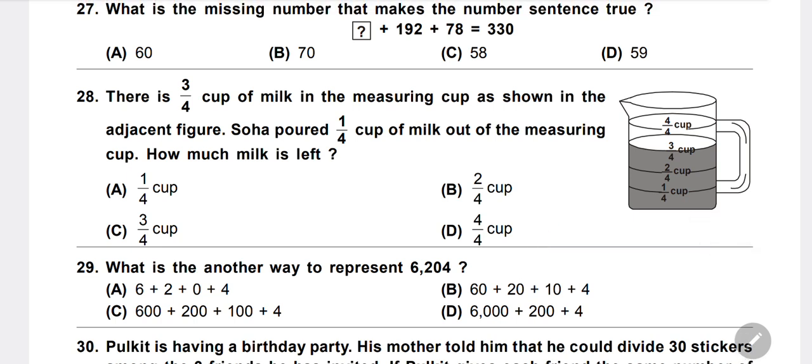Next question: there is 3/4 cup of milk in the measuring cup as shown. In the adjacent figure, Soha poured 1/4 cup of the milk out of the measuring cup. How much milk is left? She took 1/4. Total milk she has is 3/4. And if she took 1/4, the rest of the milk is what? 3 minus 1, because the denominators are the same, so directly we just subtract, so 2/4. This is the answer, 2/4. She has 2/4 left.